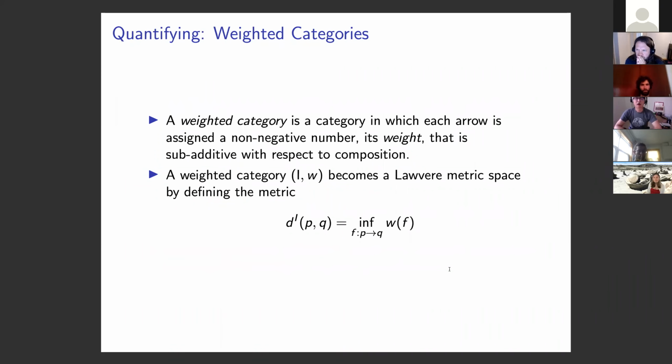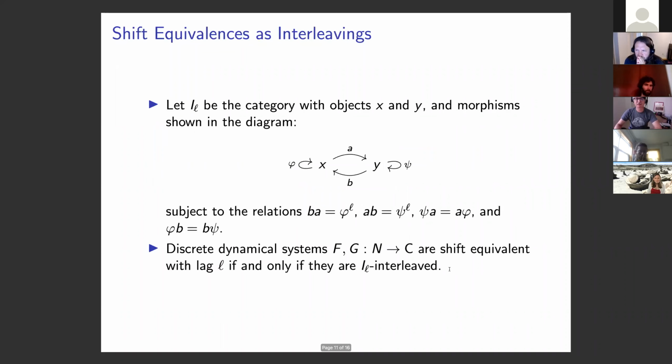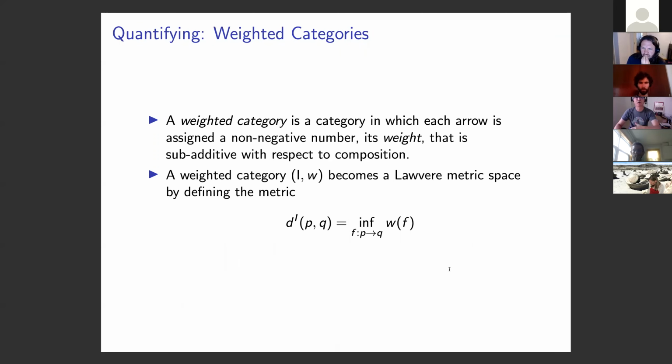Okay. Now, I haven't said anything about weights. We'd like to say that, like here, we want to give each iteration of phi some sort of weight. So we want to be able to measure, okay, you can do it with lag 10. Can you do it with lag 9? I don't know. So we need to start measuring. We'd like to make this into some sort of a distance, some sort of a metric. And to this end, we introduce weighted categories.